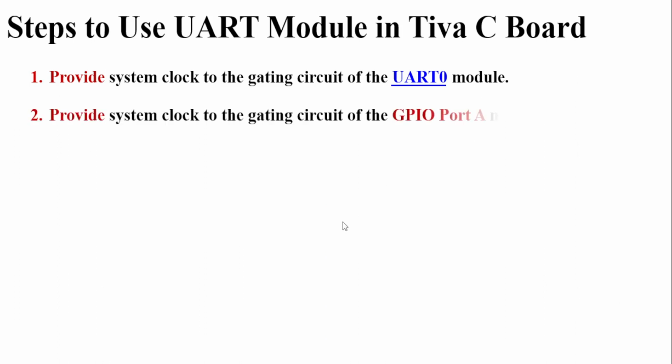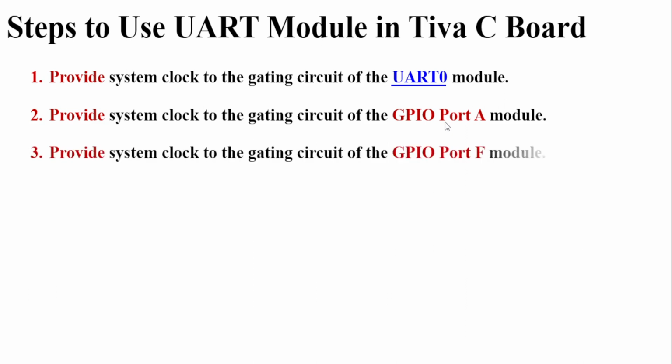Now, next we will have to provide clock to GPIO port A. We know the peripherals are by default disabled to save power. To enable any peripheral, we will have to first provide the system clock, and because we are going to use port A, we will be providing the system clock to the port A module. Then we will have to provide system clock to the GPIO port F module because we are going to use the switches of the TIVA C board.